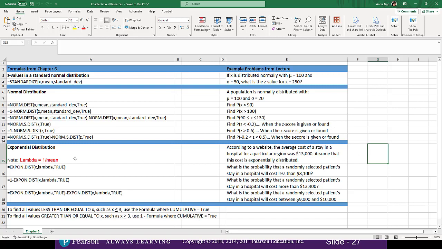Now, if we take a quick look at the Excel file, I've got my exponential distribution here, and we have three formulas we could choose from. This one, exponent.dist, is when we're doing less than scenarios. Whenever we're doing a greater than, it's 1 minus. And if you're doing between two x's, you get to do the exponent.dist twice and then subtract them from each other. So you can see the example from the video. That's what's the probability that a randomly selected patient's stay in a hospital will cost more than 13,400. Since it's a more scenario, we're going to be using the formula that says 1 minus exponential distribution.